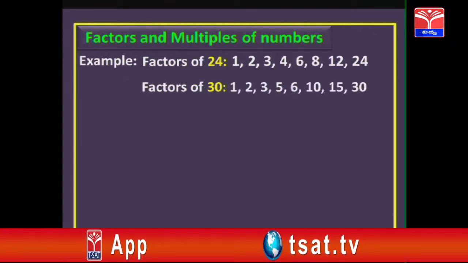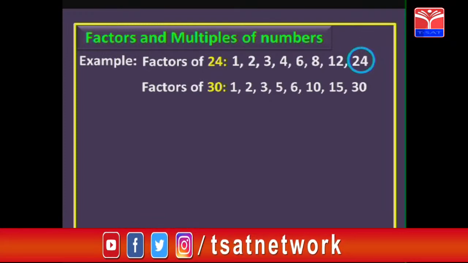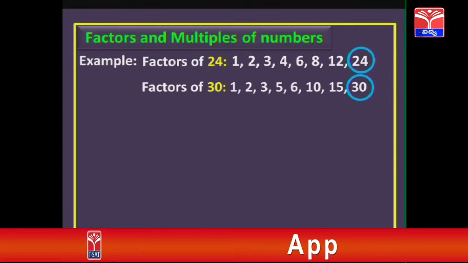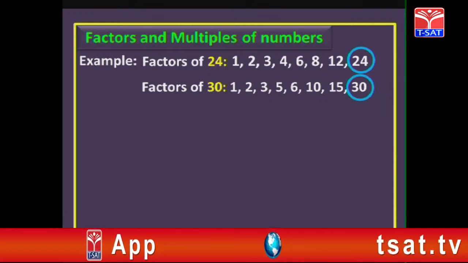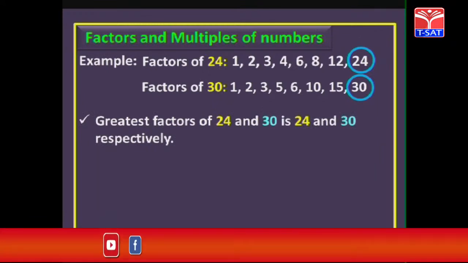Now, let us summarize these concepts that we have learned, children, from these examples. If you notice, in the first one, factors of 24, the highest factor is 24. And what about the next one, children? Yes, in factors of 30, the highest factor is 30. That means, I can write the greatest factors of 24 and 30 are 24 and 30 itself, isn't it, children?